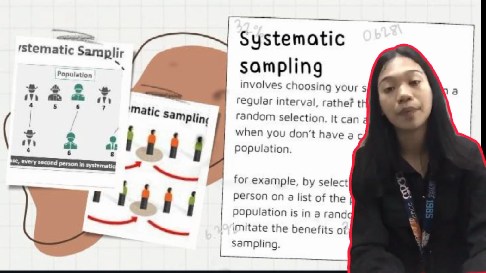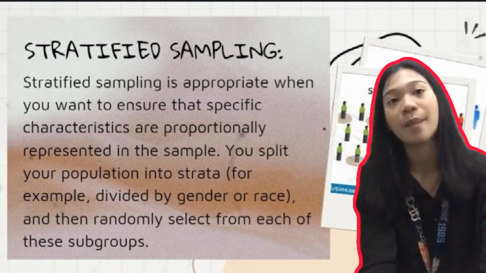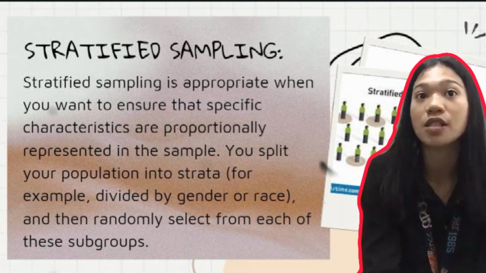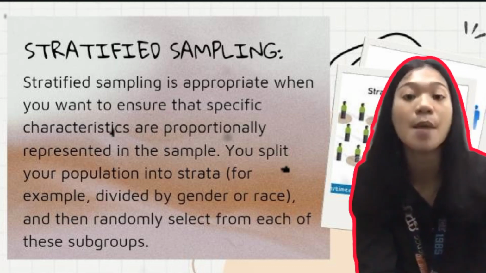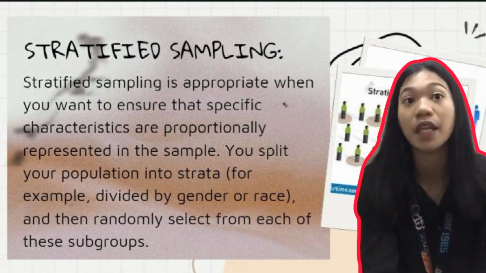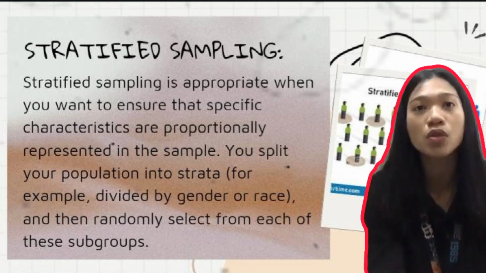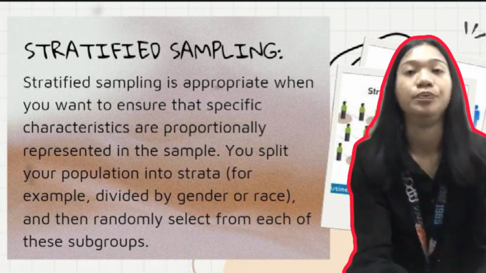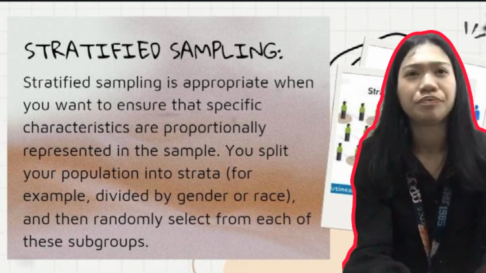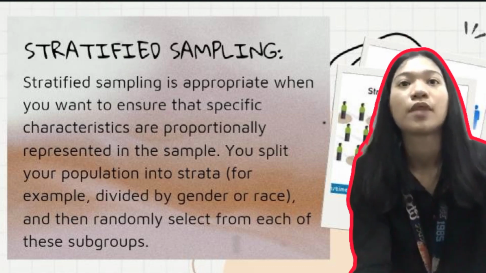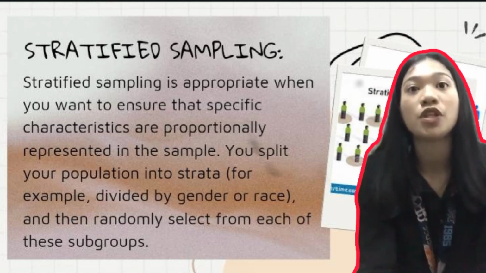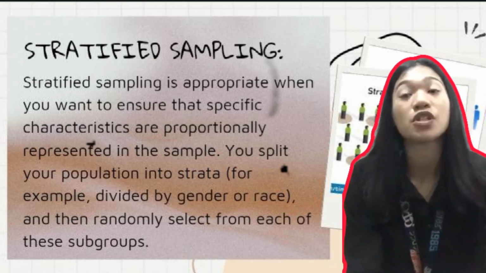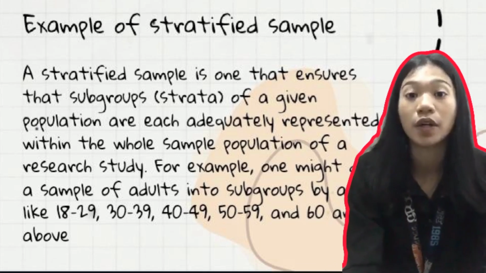And next is stratified sampling. Stratified sampling is appropriate when you want to ensure that specific characteristics are proportionally represented in the sample. Andun na yung word na specific and ensure characteristic. Ginagamit ito kapag gustong-gusto mo talagang ensure or dapat specific yung gagamitin mo. And there's more. You split up your population into strata, for example, divided by gender or race, and then randomly select from each subgroup. Andun yung word na gender or race.